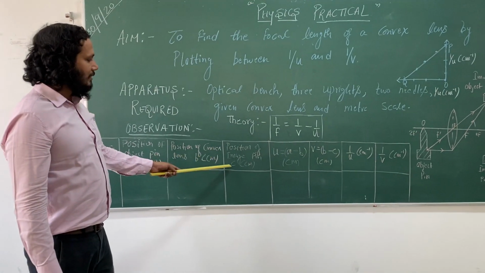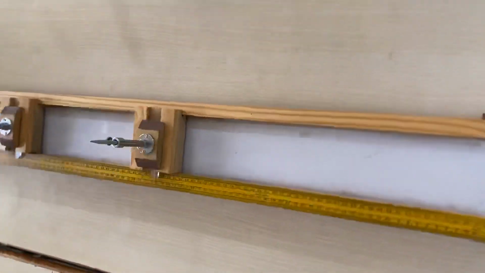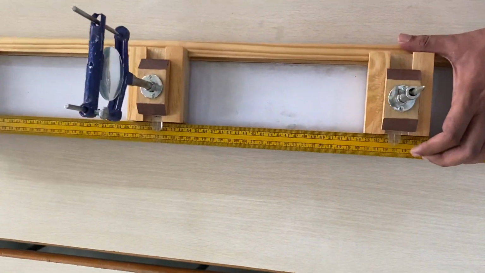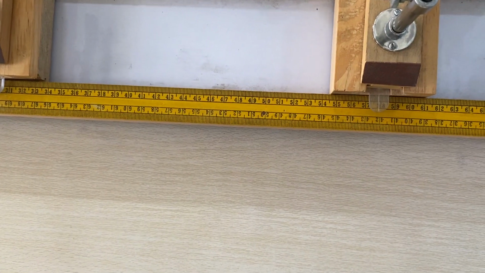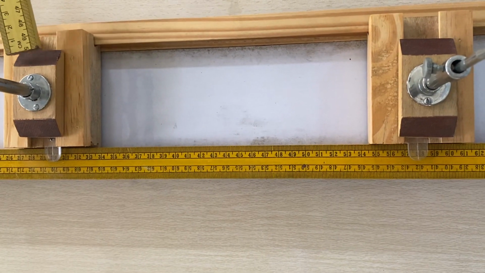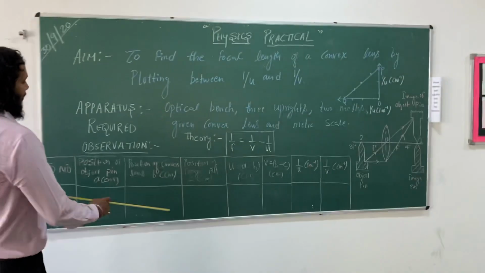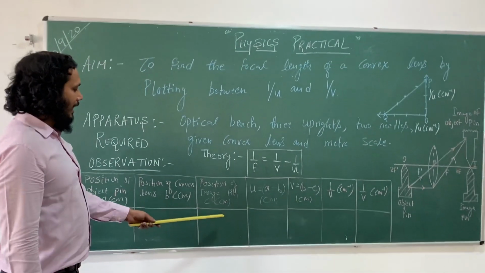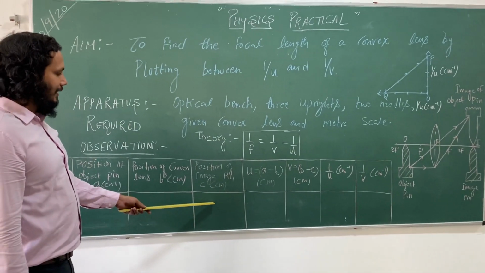Now the position of the image, as you people can see, the parallax has been removed at a distance of 58 centimeter. So we have to take that distance 58 centimeter, and the lens is already placed at 30 centimeter. So 58 minus 30 becomes 28 centimeter. So we have to place that position of the image pin as 58 minus 30, that is 28 centimeter.